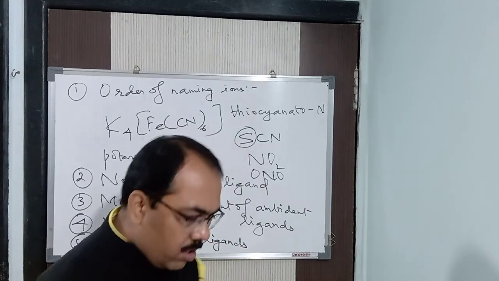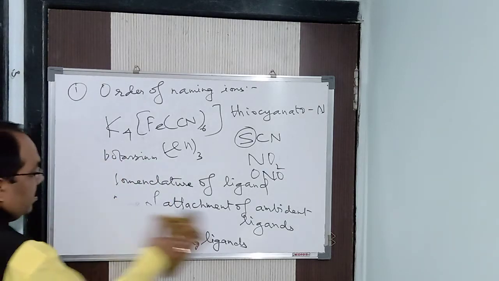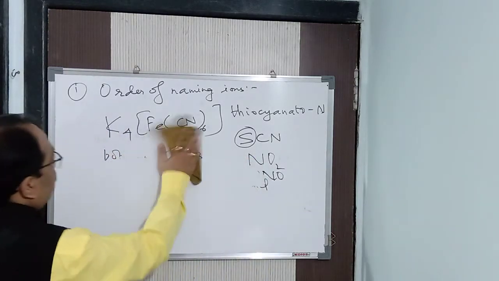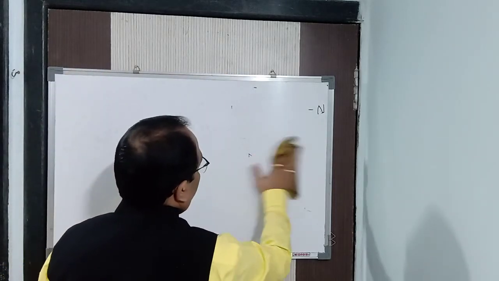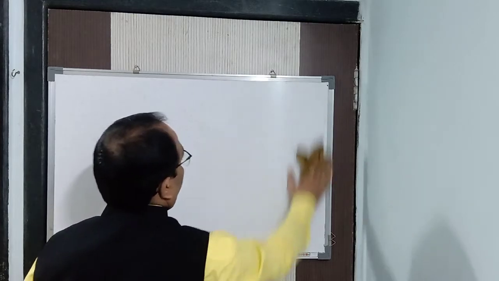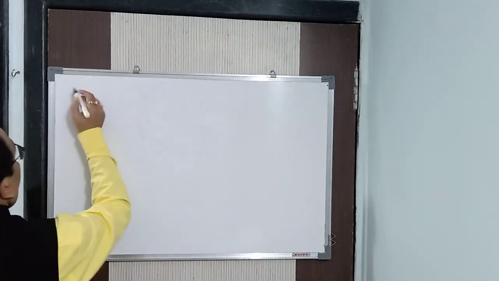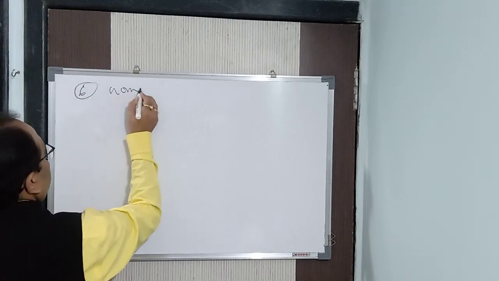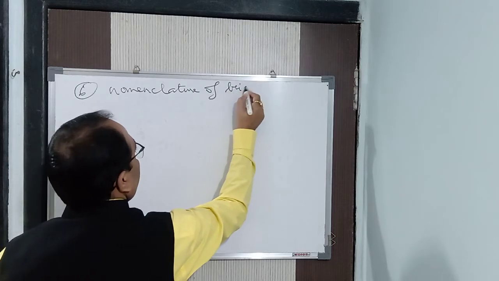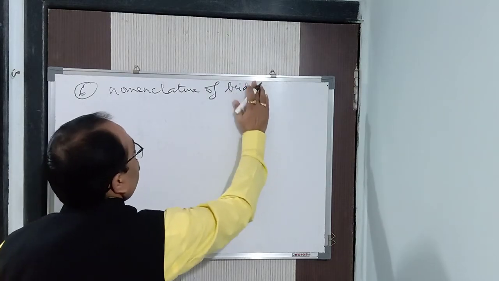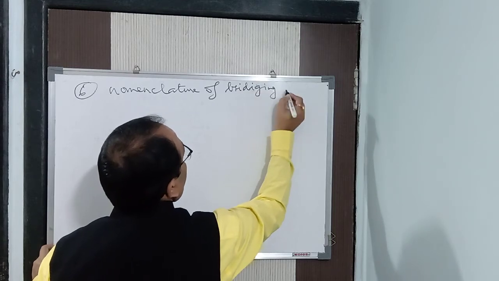Now next is nomenclature of bridging ligand. Point number 6. Nomenclature of bridging ligand. I have told you already what a bridging ligand is. So write down the point, nomenclature of bridging ligand.